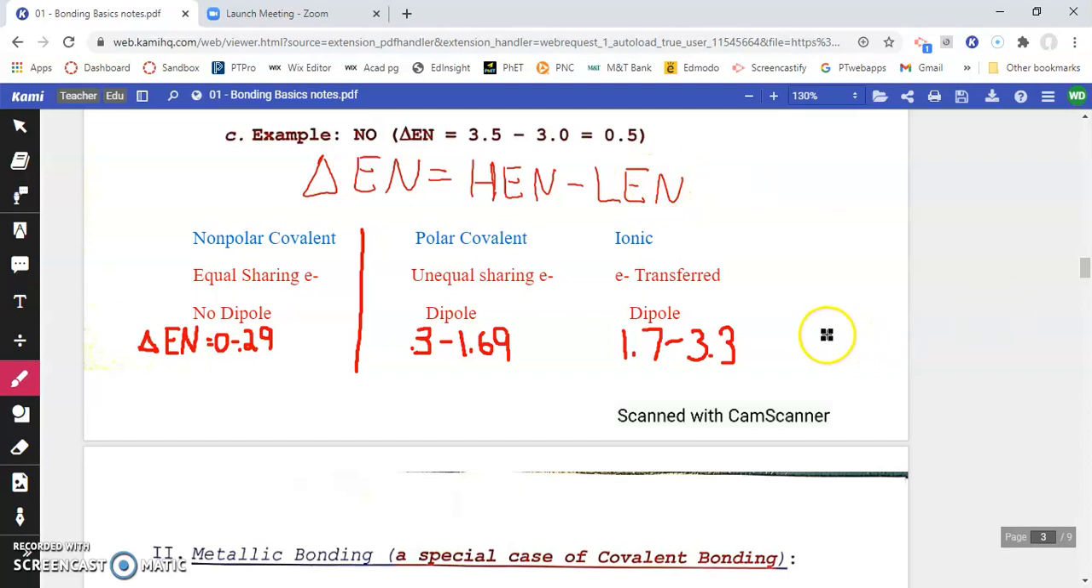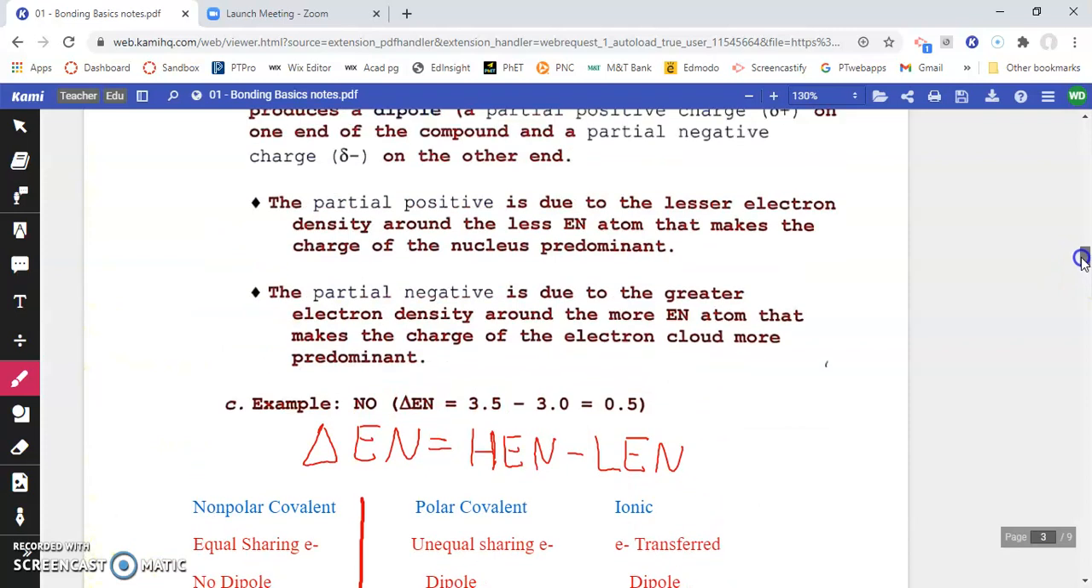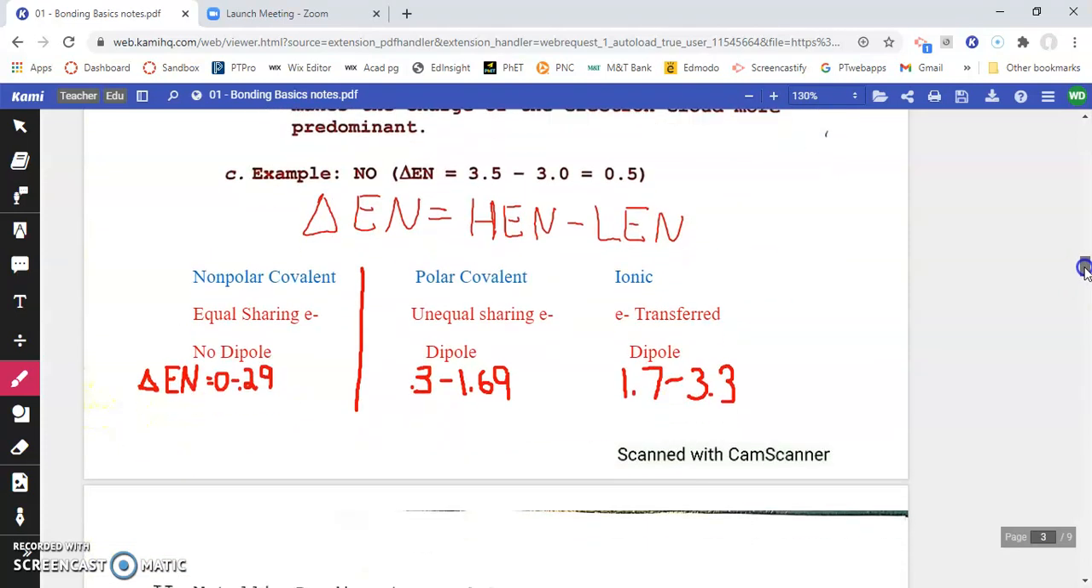If we take an example of nitrogen and oxygen here, nitrogen has a value of 3.0 and oxygen has a value of 3.5. You can find that right on your periodic table. It's the number in the bottom right-hand corner of the element boxes. So each element has an electronegativity value in the bottom right-hand corner on your periodic table. The difference here is 0.5. So what does that mean? How does that help us determine the bond type?